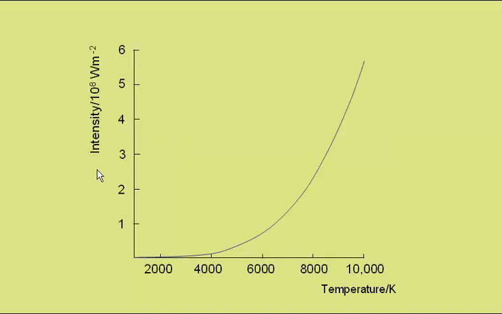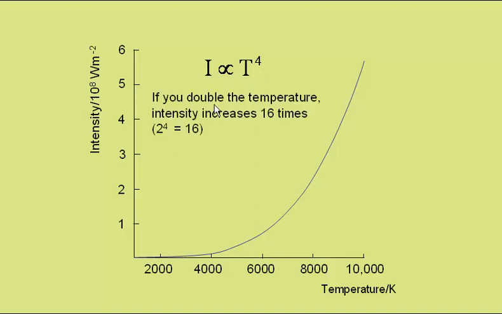The power of stars. If we plot a graph of intensity, or power per square meter, against temperature, we get a relationship something like this. We find that intensity is directly proportional to the temperature to the power 4. What this means is if we were to double the temperature, the intensity would increase 16 times, 2 to the power 4 being 16.